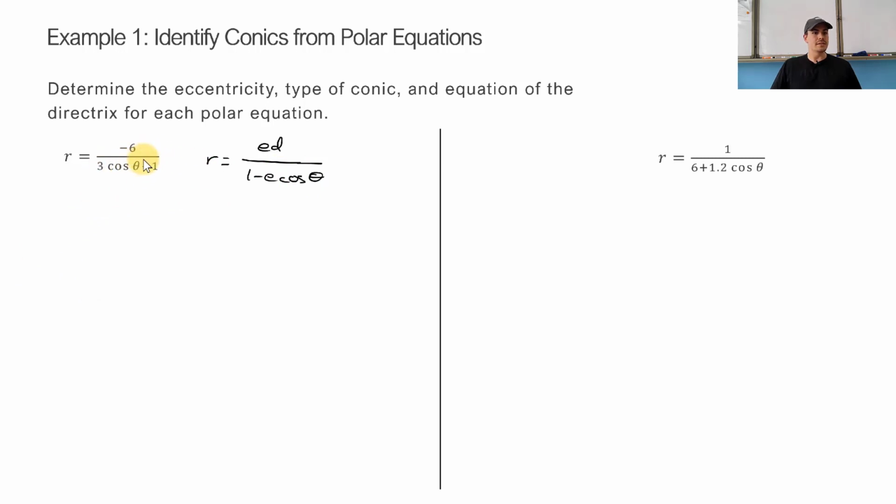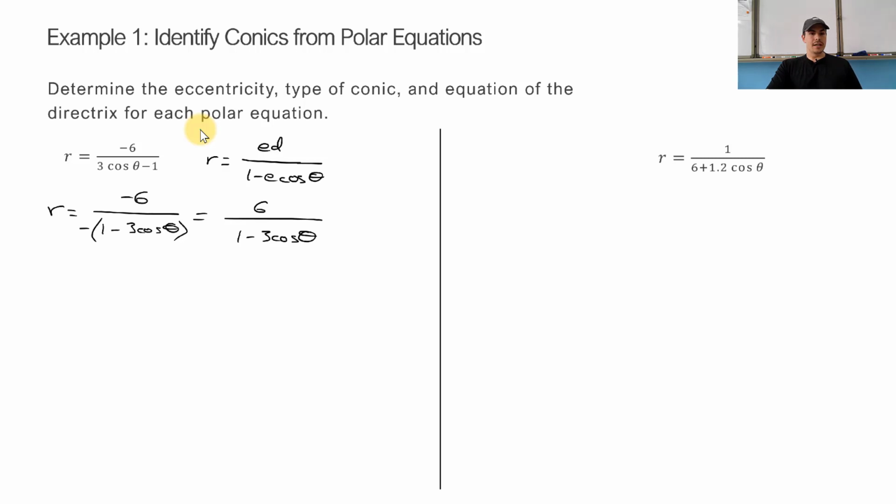So I just need to get this to flip sides. Now, how do I get this to flip signs? Well, we need to factor out a negative 1. So if I factor a negative 1 out here, then my negative would cancel with the negative 6 on the top. So I have 6 over 1 minus 3 cosine theta.